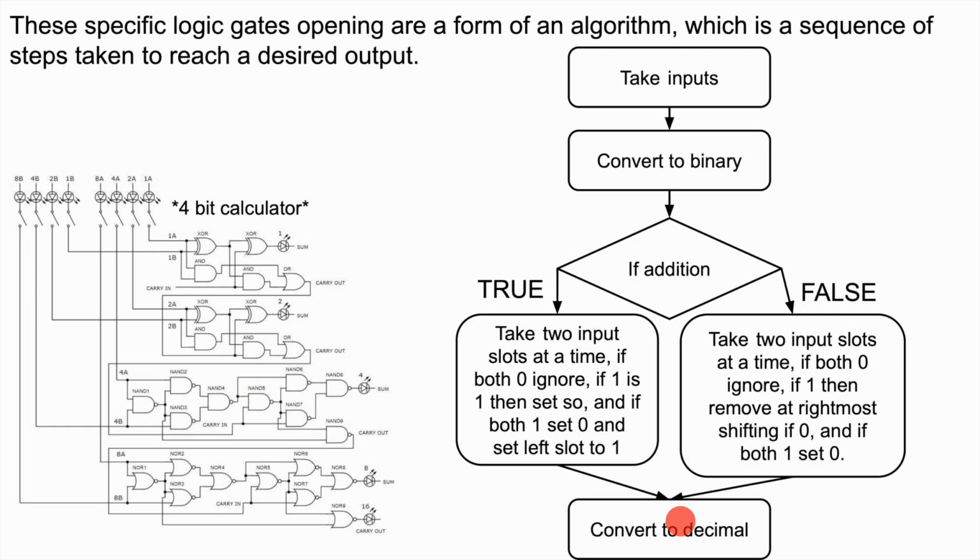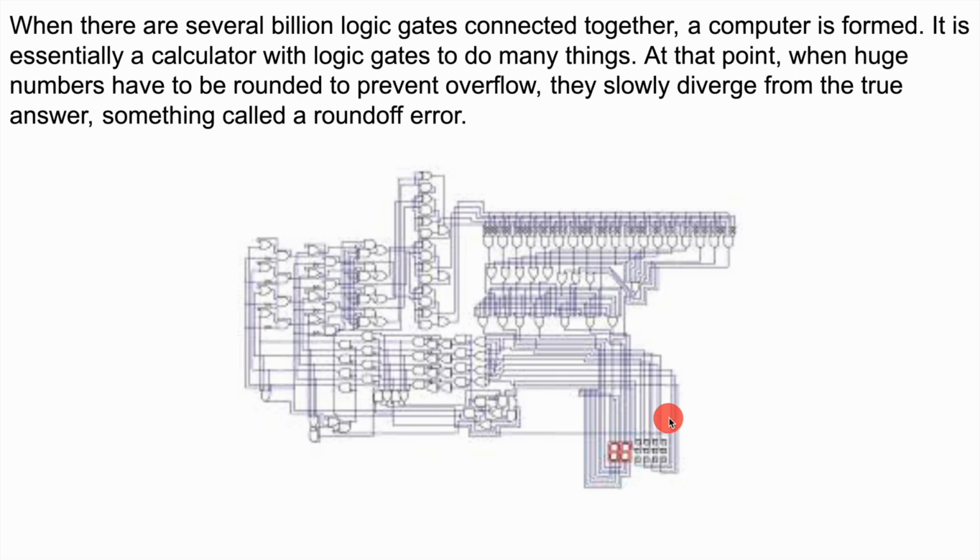Here is something interesting though. Using all of these calculators, we can put them all together to form a computer. It is essentially a bunch of calculators that have a lot more freedom in what they're able to do. And at this point, when you have so many calculators working all together, to prevent overflow errors, they're obviously going to need to round. But when you round, you're going to slowly diverge from the true result. And this is something that turns into round-off error.